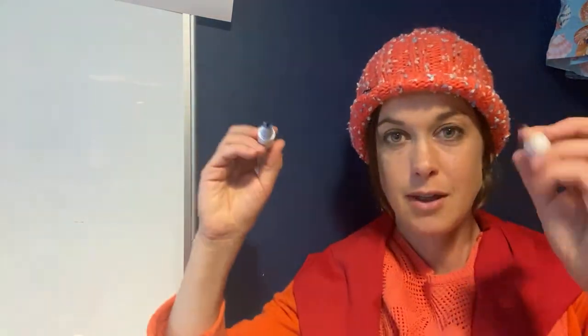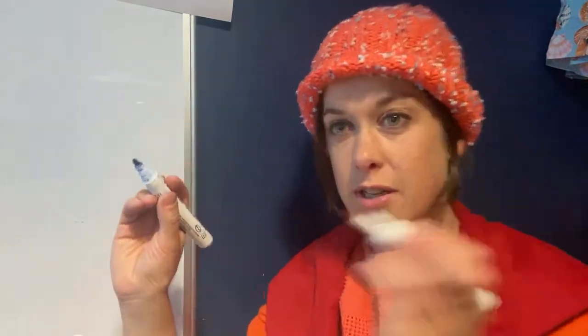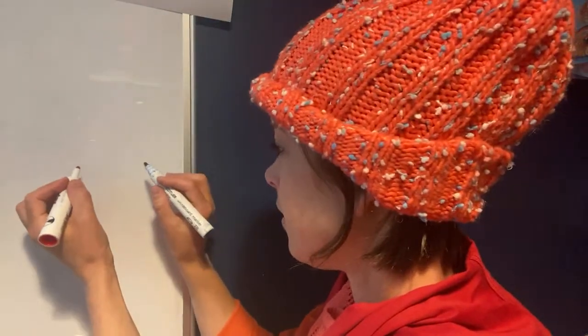Let's do a quick pen one as well. So get 2 pens and a piece of paper. Draw 2 small circles on your piece of paper at the same time. Pen in each hand, 2 small circles at the same time. Here we go.